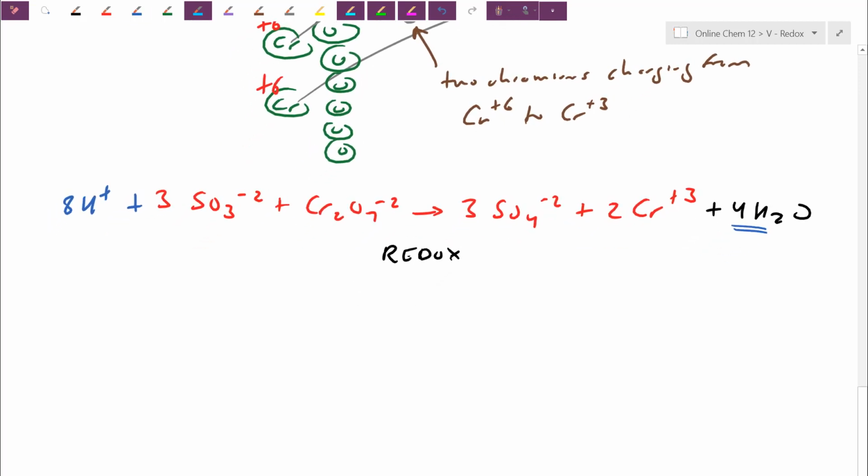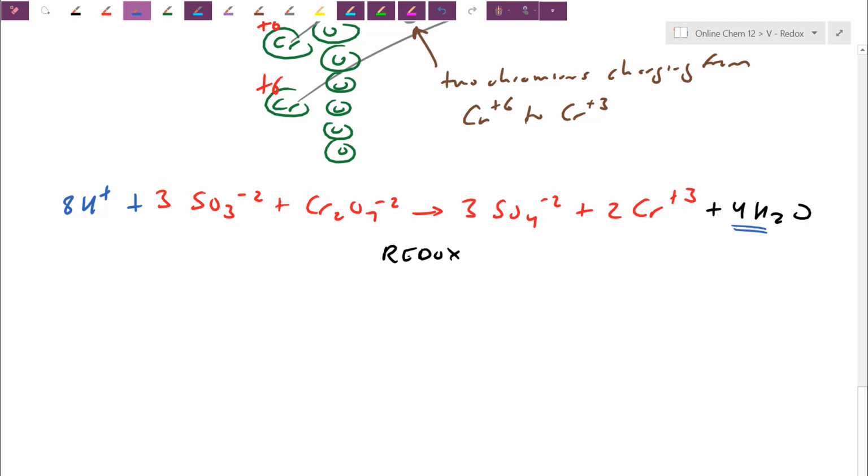Again, I usually run out of time for this, so let's just add up the charges. If the total charges match up, we're probably good. Every proton is plus 1. 8 of them gives you a positive 8. 3 times negative 2 is the negative 6. So 8 minus 6 gives you a positive 2. Minus these 2 gives you no overall charge. On this side here, 3 times negative 2, negative 6. 2 times positive 3 gives you positive 6. Again, no overall charge. If the charge is balanced, we're probably good.